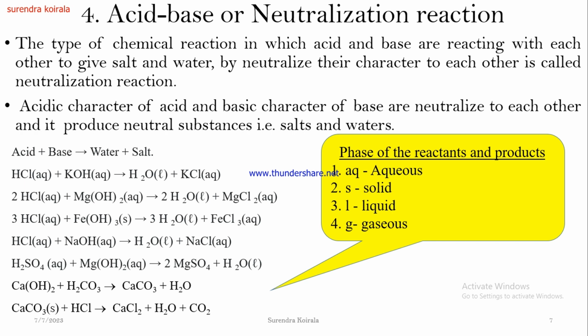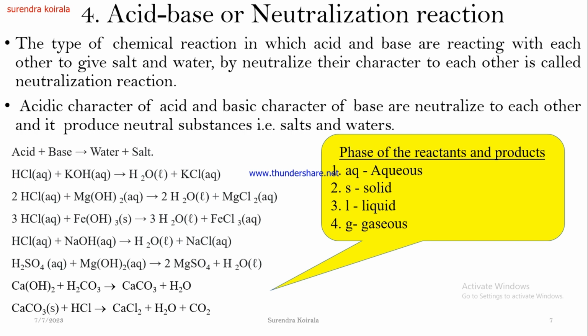The acidic character of the acid and the basic character of the base are neutralized by each other, and it produces neutral substances. In normal acid-base reactions, they produce salt and water. Each kind of acid-base reaction generally produces salt and water. There are many examples of acid-base reactions, in which acid and base react with each other to give salt and water. For example, hydrochloric acid and potassium hydroxide give water and potassium chloride.